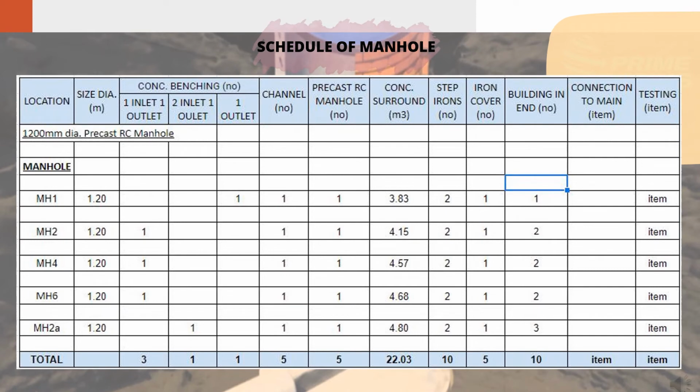For the last part of schedule of manhole, there are concrete benching in number. There are 3 classifications of concrete benching: 1 inlet and 1 outlet, 2 inlet and 1 outlet, and 1 outlet. Next item is channel in number. Next is precast reinforced concrete manhole in number, concrete surround in meter cube, step irons and iron cover in number, building in ends in number, connection to main in item, and lastly is testing in item.